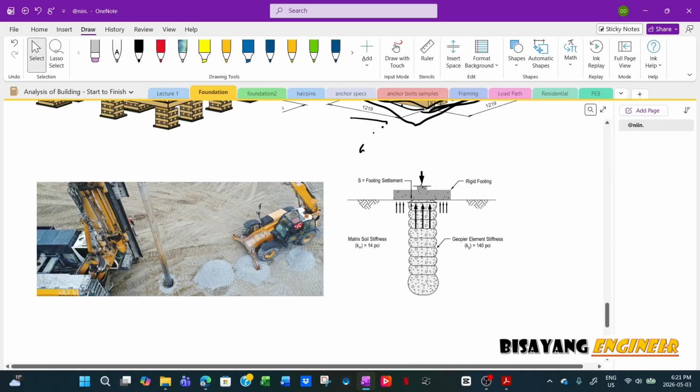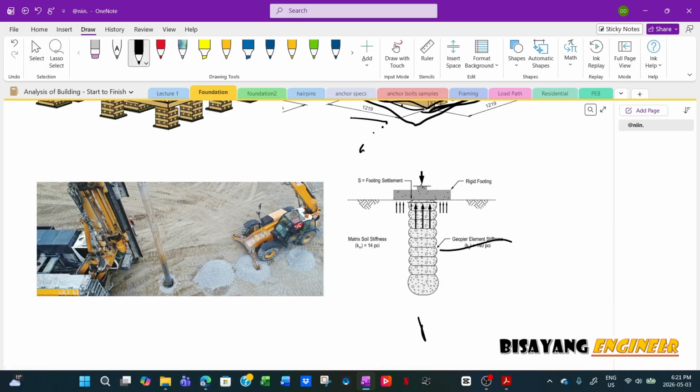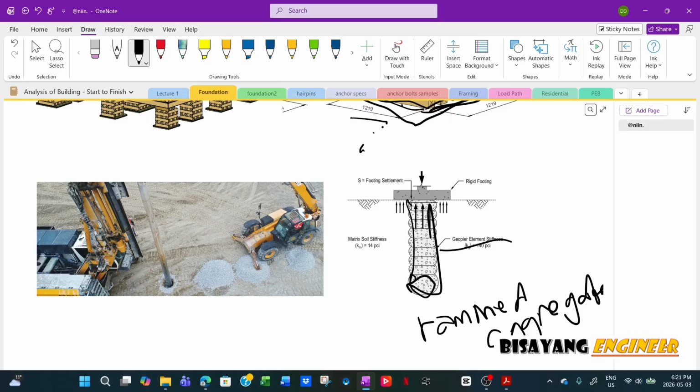And I remember it's called a GU pier or ram aggregates. All you have to do is drill a hole and then put some gravel, and then every layer you just pound it really heavy, like a drop hammer, and then it will compact.